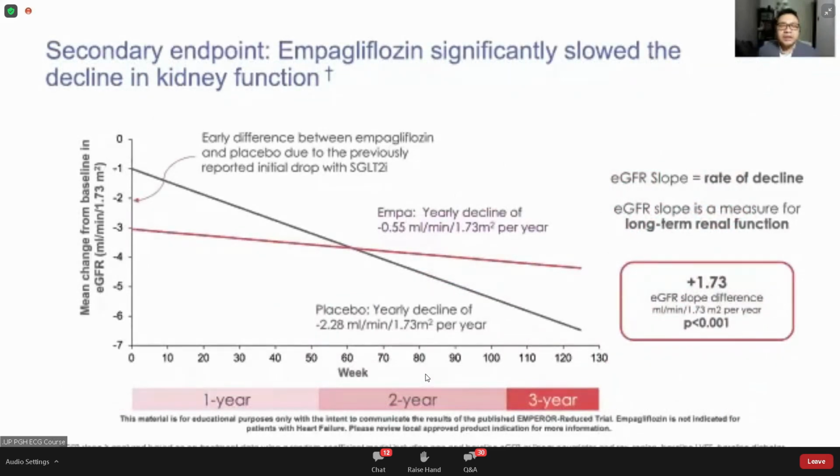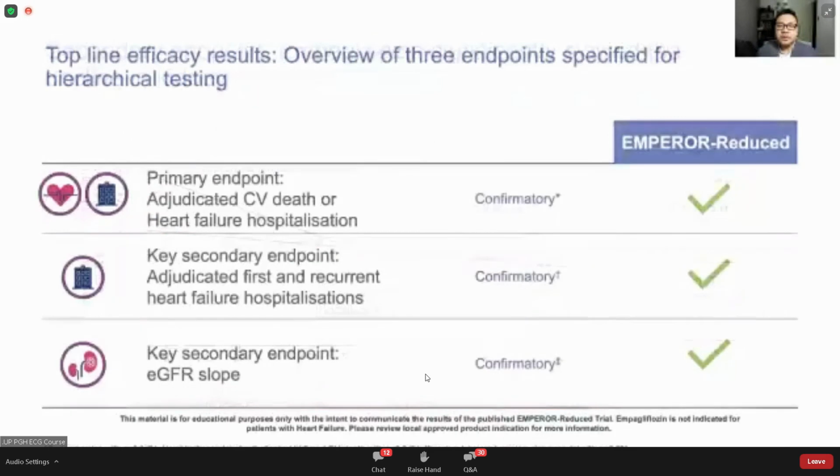And in these line graphs, you would see that empagliflozin significantly slowed the decline in kidney function against placebo in a 3-year period. That's why with this hierarchical testing of endpoints, EMPEROR-Reduced was able to confirm these primary and secondary endpoints in this study.